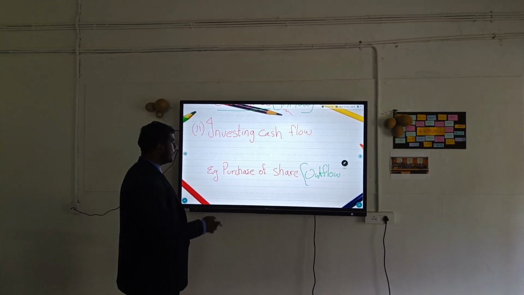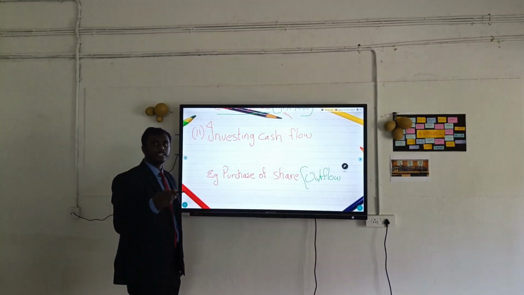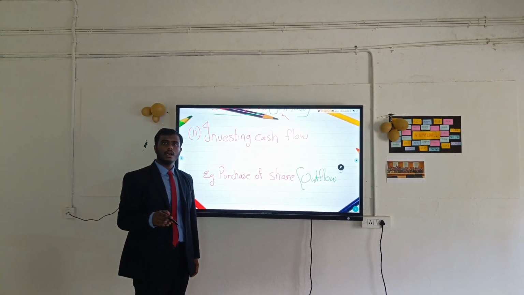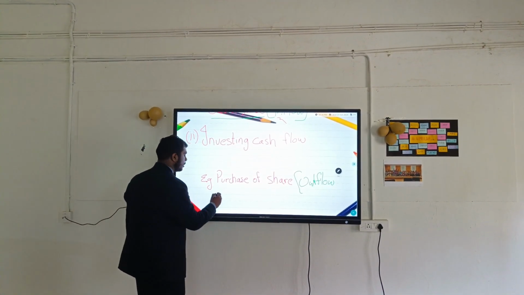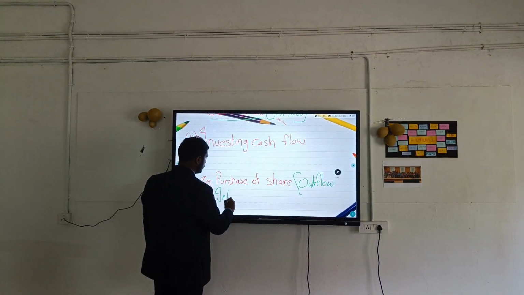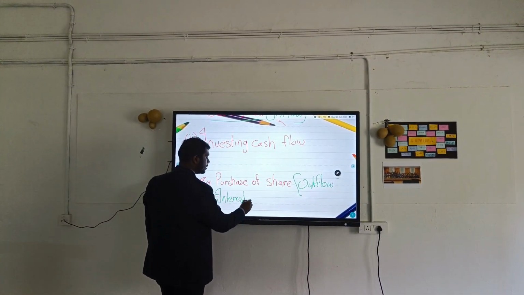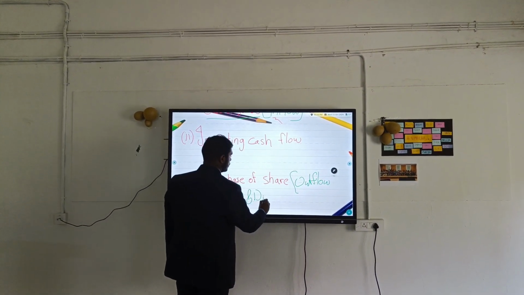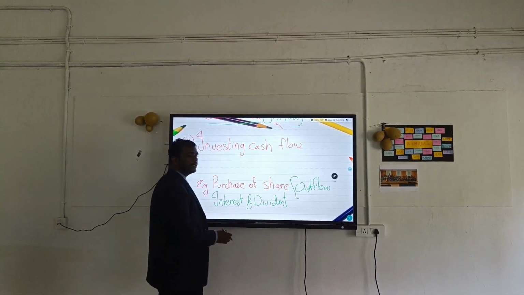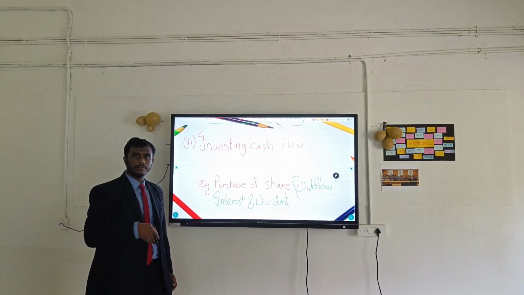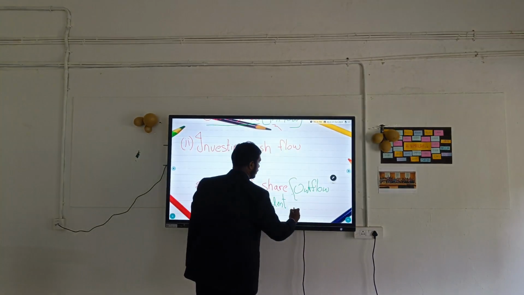Next, interest and dividends which are received on investments are an example of investing activities. So the interest and dividends are received, so it's an inflow.